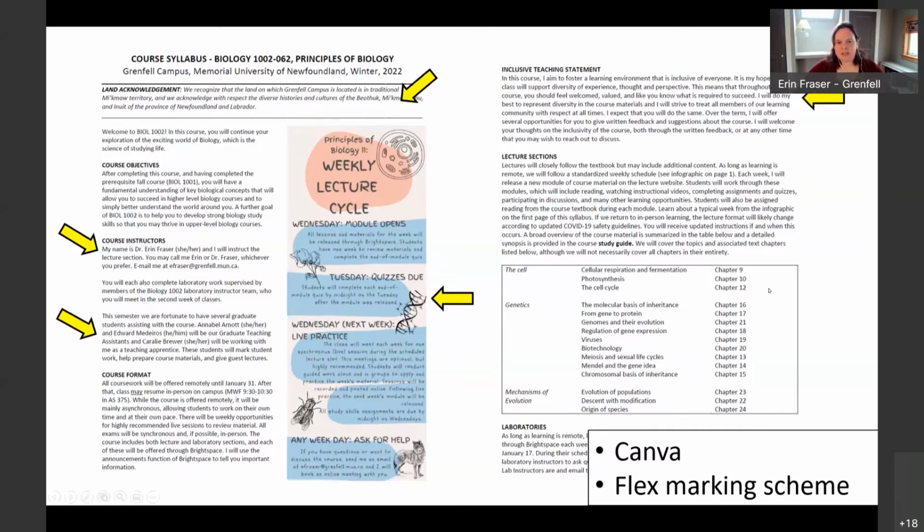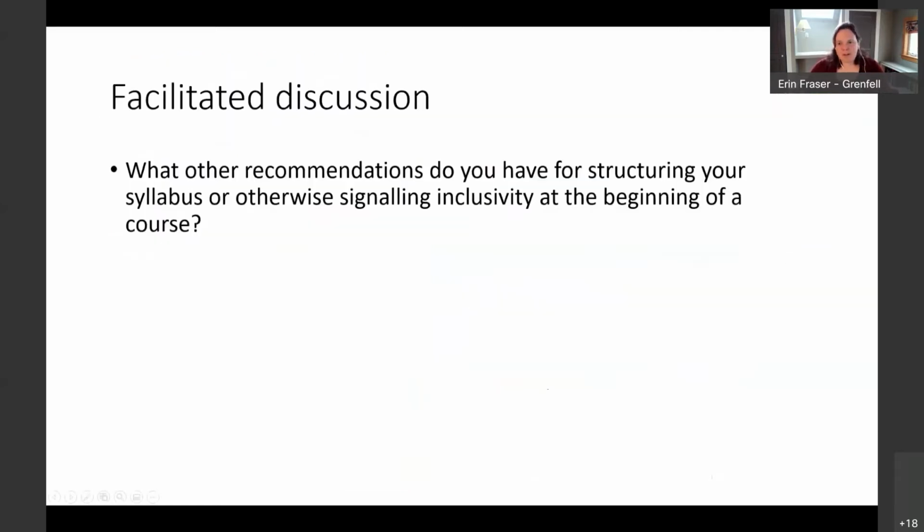And so we wanted to flip to the discussion part now of this session by putting the question to you: what other recommendations do you have as course instructors for structuring your syllabus in an inclusive way? And or what are other ways that you can signal inclusivity at the beginning of the semester when you're just starting to teach a course? And so if you want to put your ideas or thoughts into the chat, that would be great. You're also welcome to talk into your microphone if you'd like. I can't see the chat because I'm sharing my screen, so Kara, maybe you could facilitate the discussion.